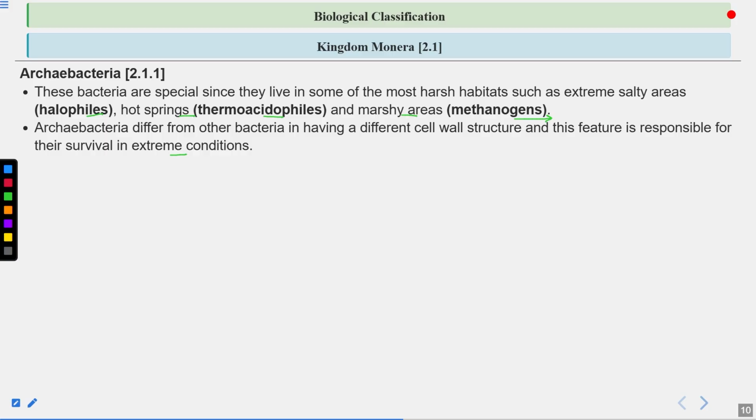So the cell wall consists of pseudomurein instead of the peptidoglycan. It can also contain certain glycoproteins, certain complex polysaccharides. Okay, so there is no peptidoglycan. Instead of peptidoglycan, you have pseudomurein or glycoproteins or some complex polysaccharide. So the cell wall is different, and due to this cell wall, they are able to survive in the extreme conditions.